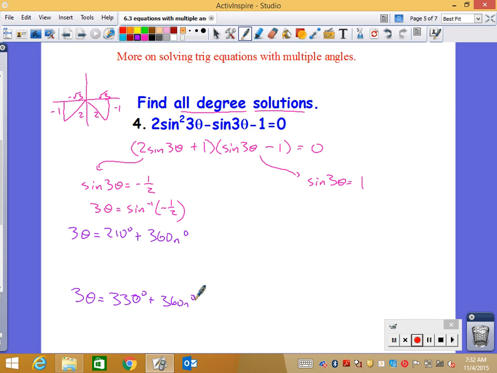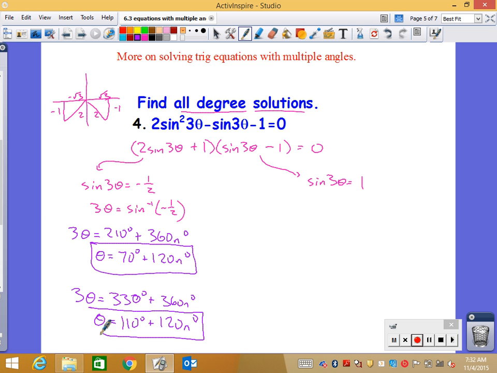Now I can divide both of them by 3. I end up getting that theta for this first one is equal to 70 degrees plus 120n degrees. So that's the answer for the first part. Divide this one by 3. I get theta is equal to 110 degrees plus, divide 360n by 3, I get 120n degrees. So that deals with my first chunk, my first parenthesis, sine 3 theta equals -1/2. I get those two answers.